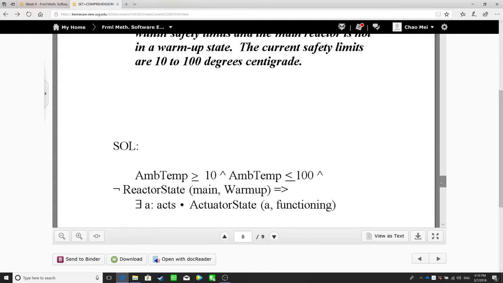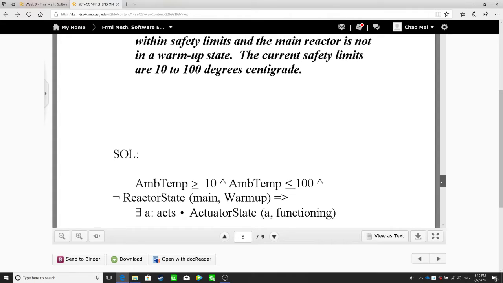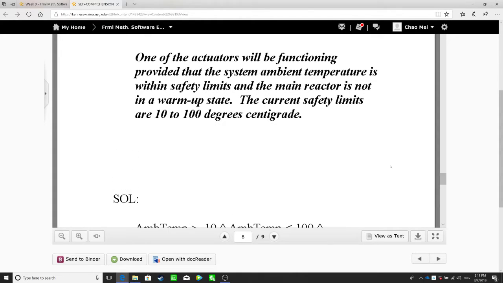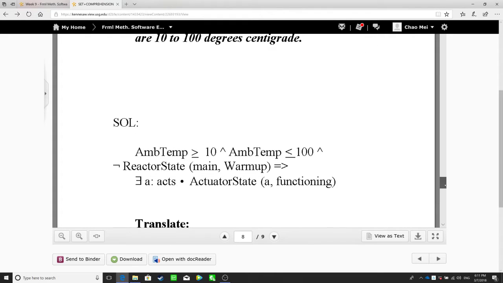Okay, so here do we need to explain it? First, let's see the reactor status. The main reactor status is not warming up, so we have a negation here. It's not warming up, and the temperature is less than or equal to 100 and greater than or equal to 10. Then there exists an actuator whose state is functioning. It's the same as what we mentioned here.